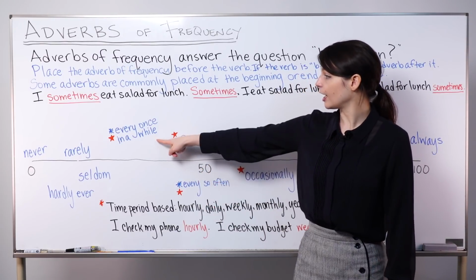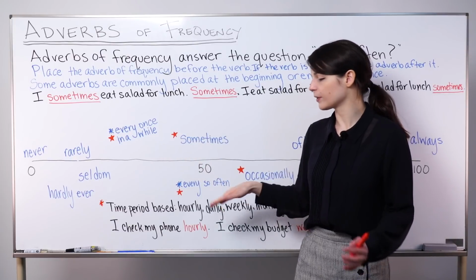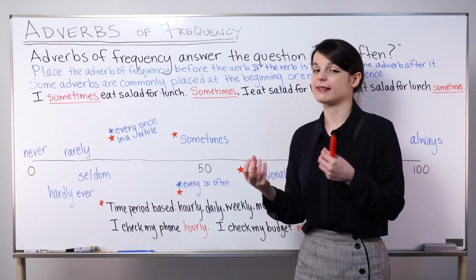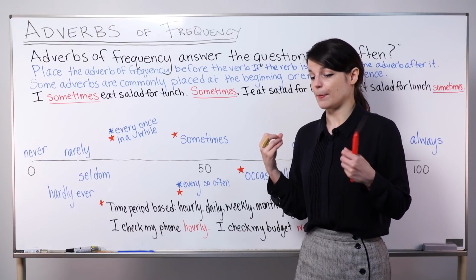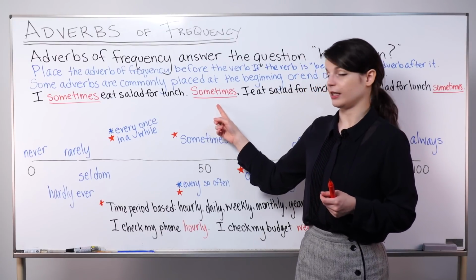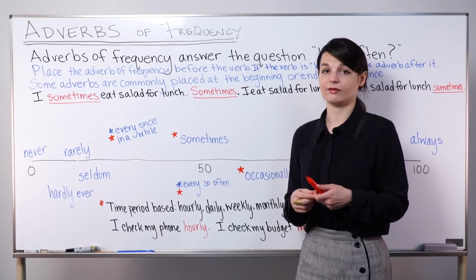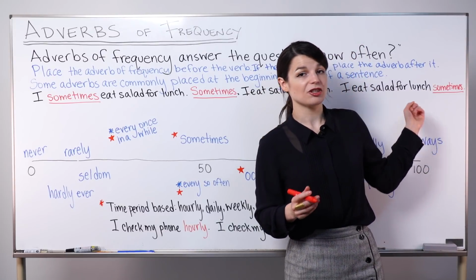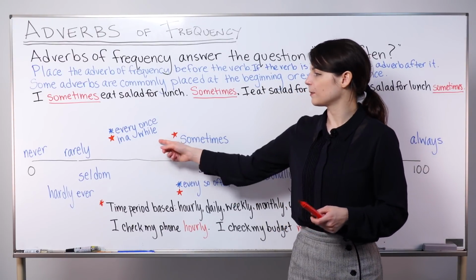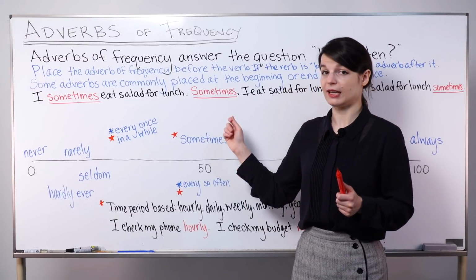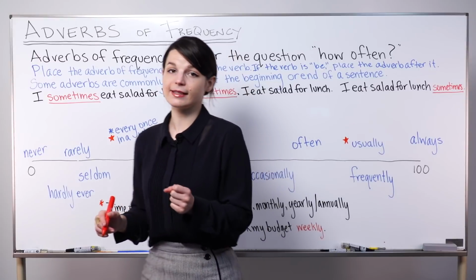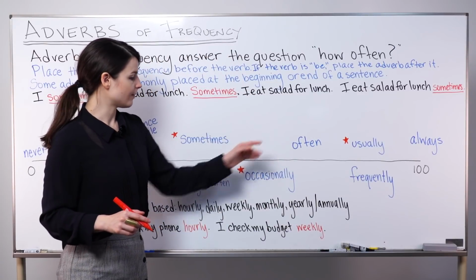So just like every once in a while, we use this for something that doesn't really have a set schedule. It has the feeling of sometimes. It's not really a common activity. So every so often, I eat a salad for lunch. Or I eat a salad for lunch every so often. That's the feel of this expression. So these two phrases, please remember we use them at the beginning and at the end of sentences. Okay, with that in mind, let's continue to this part of the scale.